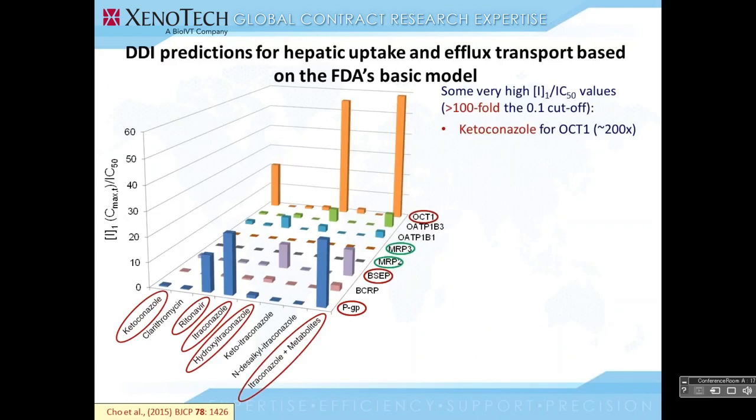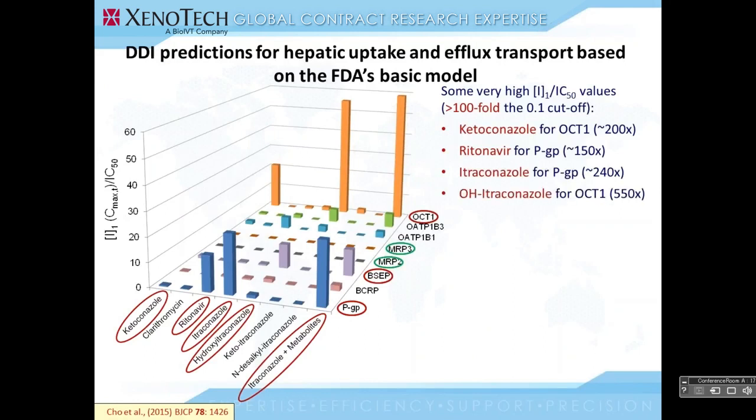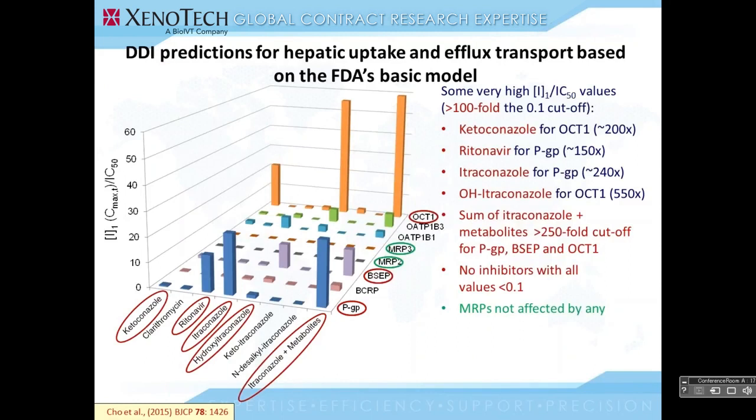We can see that ketoconazole on the far left of the graph had a value that was 200-fold greater than the cutoff for OCT1. Ritonavir had, again, over 100-fold greater than the cutoff value for PGP. Itraconazole, as well for PGP, had over 200-fold greater than the cutoff. And hydroxy-itraconazole led to considerable inhibition of OCT1, which had a value that was 550-fold greater than the cutoff value. We also looked at the sum of itraconazole and its metabolites, and for PGP, BSEP, and OCT1, they all had considerable effects on those transporters.